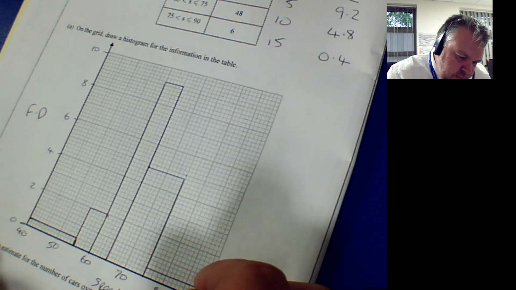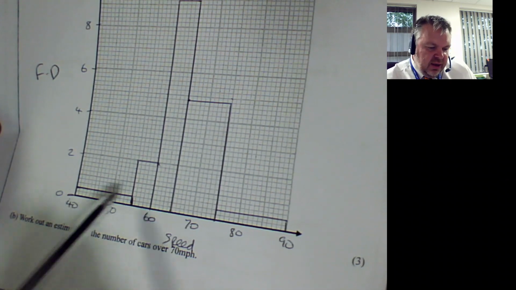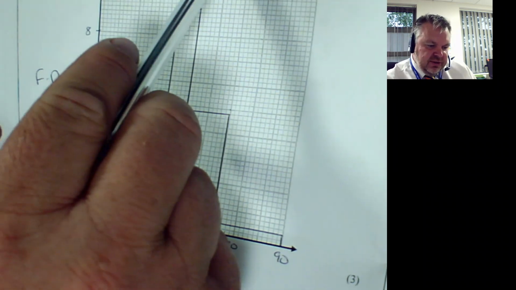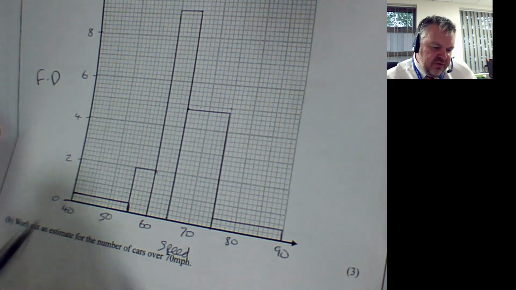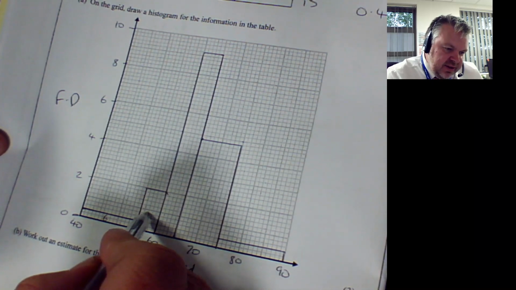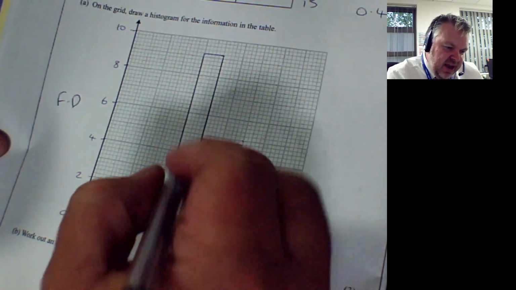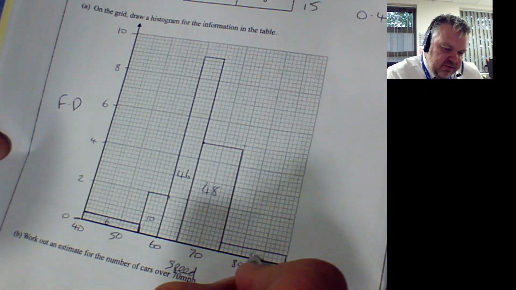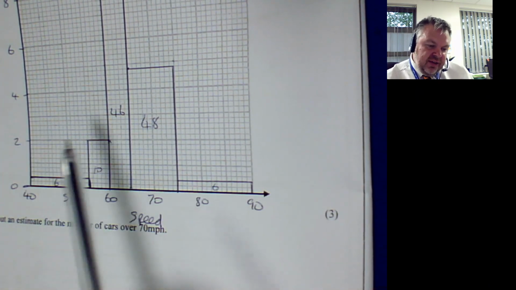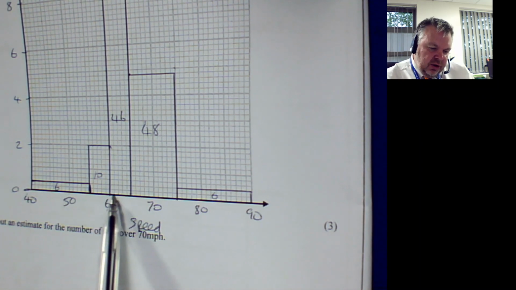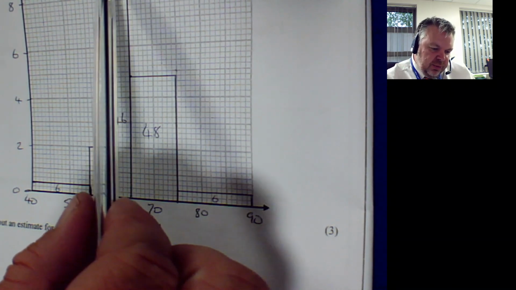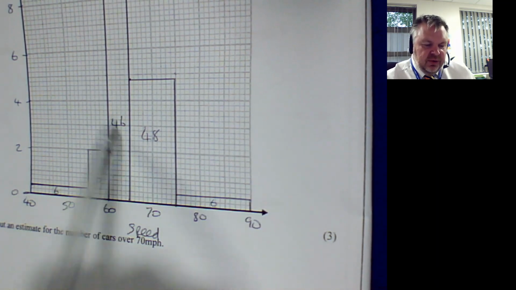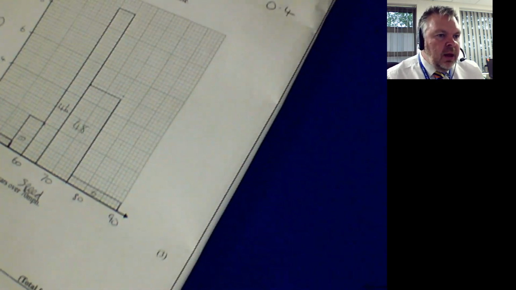0.4. Okay, now what we've done here, the areas here represent the frequencies. So this area is worth 6, this area is worth 10, this area is worth 46, this area is worth 48, and this area is worth 6. And again, you can double check that by using your numbers. We've gone along 5 up to 9.2. If you do 5 times 9.2, you're going to get 46.